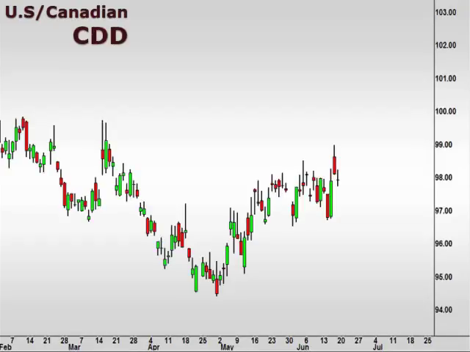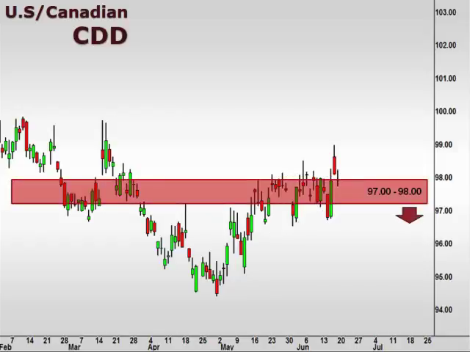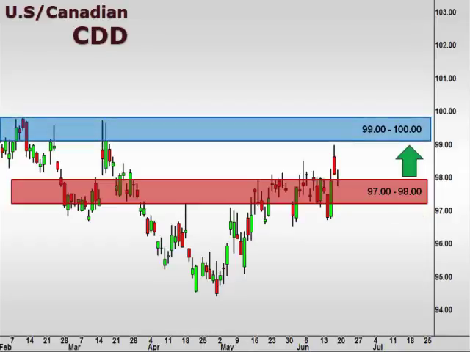Let's take a look at the U.S. versus the Canadian dollar as seen here in the ISE FX Options Pair Value CDD. Now, the ascending triangle that we observed last week broke to the upside above this 98 resistance level. Now, 97.98 becomes an important support, and failure to hold that level is likely to signal further weakness for the U.S. dollar against the Canadian.